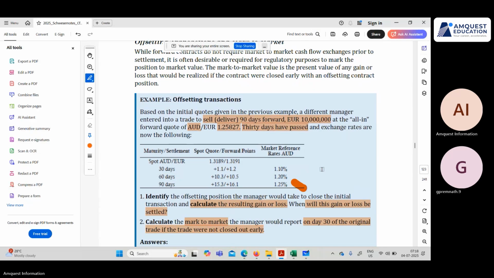1.32015 is the 60-day forward point quote. And essentially his gain or loss is 1.32015 minus 1.25827 into 10 million. Then to calculate the mark to market, whatever his loss is, he has to discount it by 1.2%. This is the annualized rate. Correct. 1.2% into 60 divided by 360. Correct.